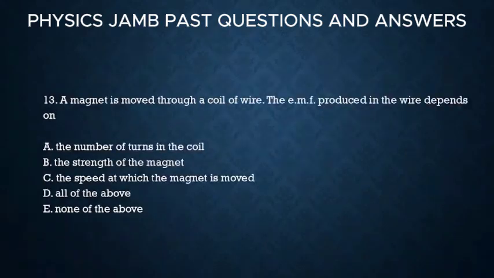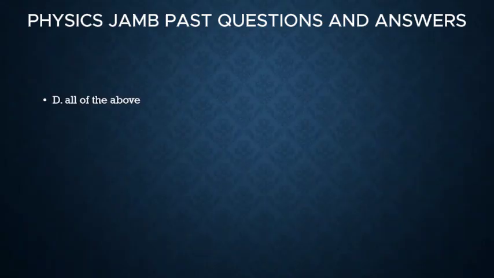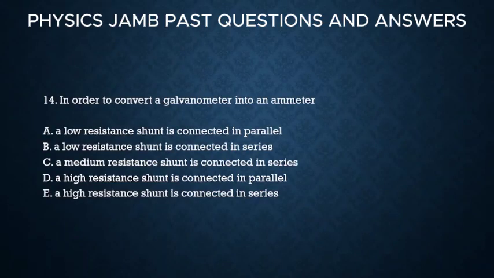Question number 13. A magnet is moved through a coil of wire. The EMF produced in the wire depends on A. The number of turns in the coil, B. The strength of the magnet, C. The speed at which the magnet is moved, D. All of the above, E. None of the above. The answer is D. That's all of the above.